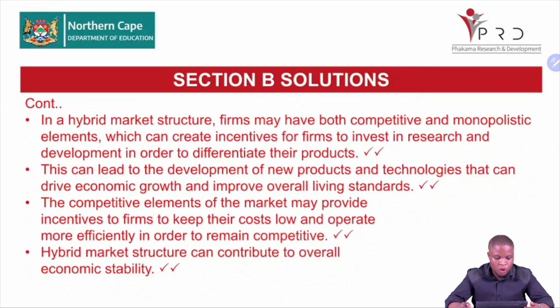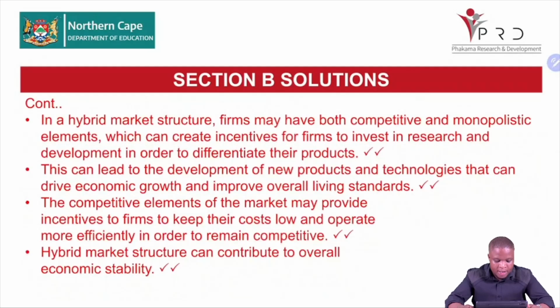Right. As we continue, remember we only need to write 4 responses, but let's look at a few more. In a hybrid market structure, firms may have both competitive and monopolistic elements, which can create incentives for firms to invest in research and development in order to differentiate their product. So they are always trying to make their product look different so that consumers can prefer it. This can lead to the development of new product technologies that can drive economic growth and improve overall living standards.